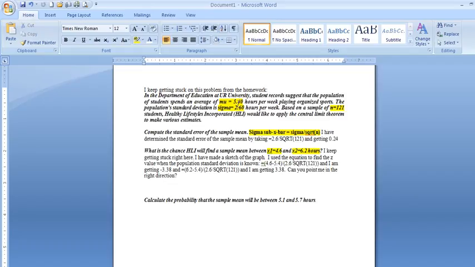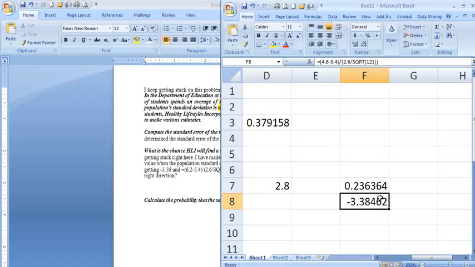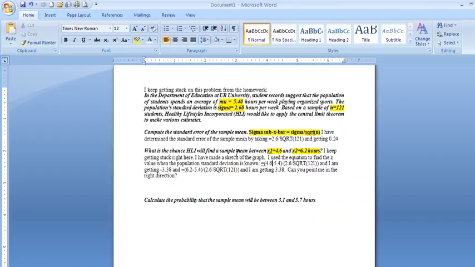4.6 is x, 5.4 is mu, divided by 2.6 divided by the square root of 121, and that is perfect. It says I'm getting an answer of negative 3.38. I checked that in Excel. Exactly right. Then they use the other point, 6.2 minus the 5.4, again divided by 2.6 divided by square root of 121, and that's our formula for sigma sub x bar. It says, and I'm getting positive 3.38. Okay, also correct. I double checked that. And they say, can you point me in the right direction?